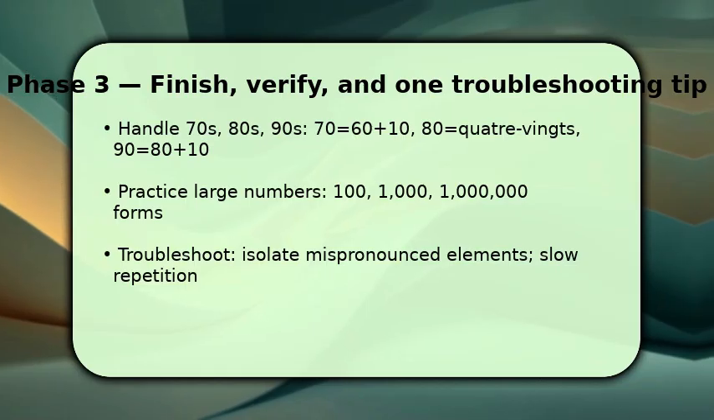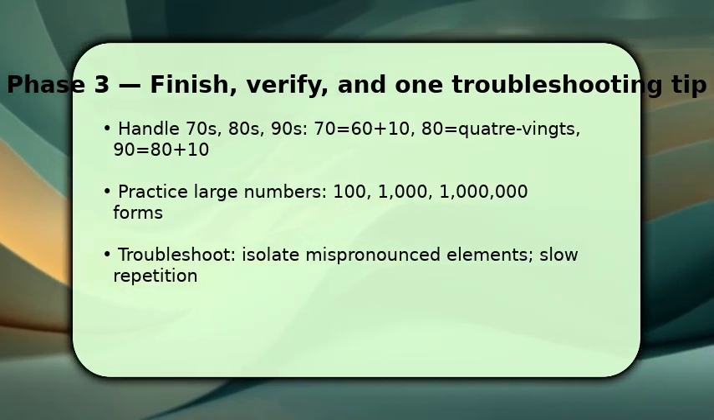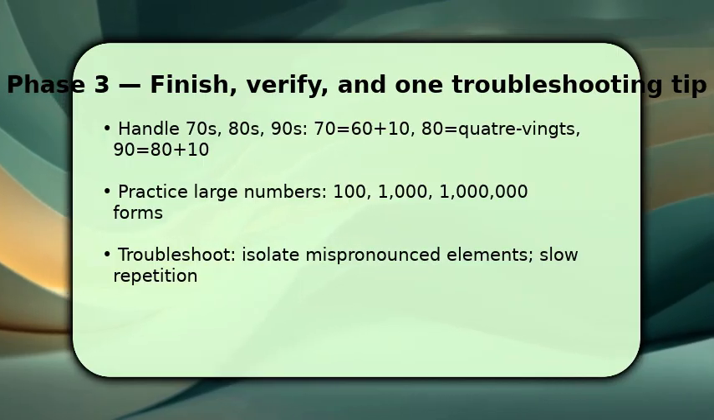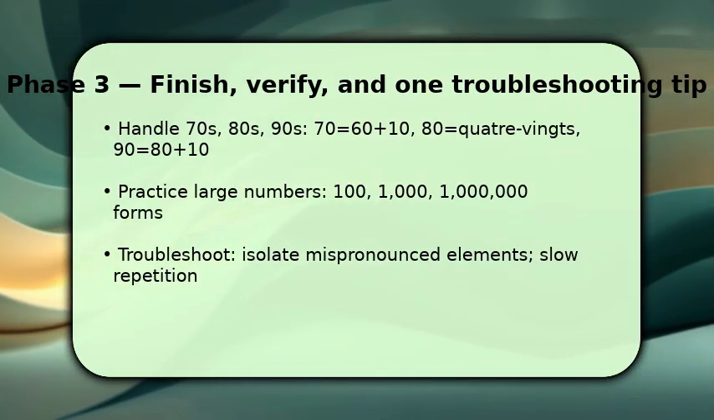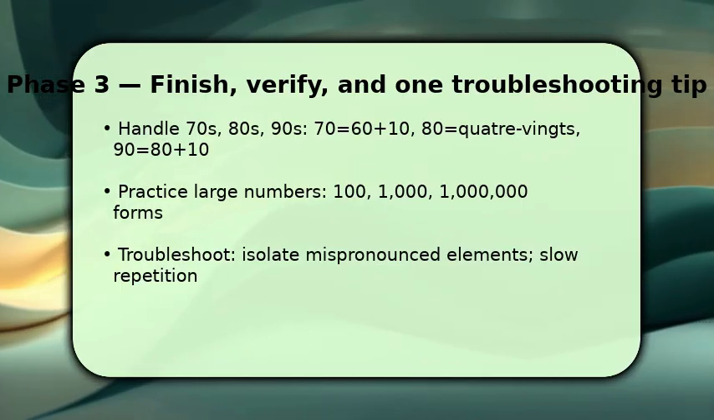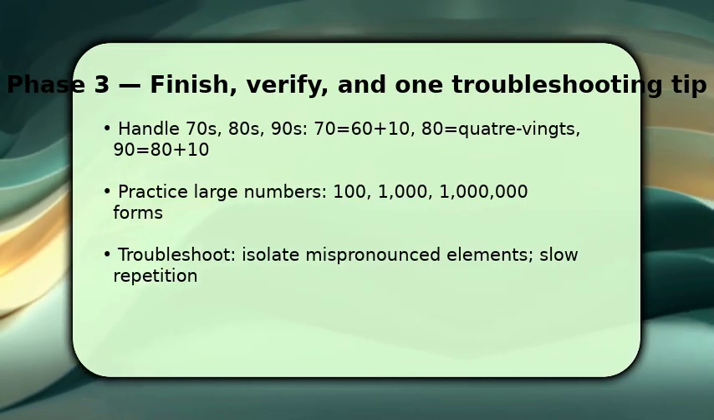Then scale to 100, 1,000, and 1,000,000, noting gender and plural effects. Once done, practice mixed drills and timed recall to cement speed. If you struggle, isolate the offending element, slow it down, repeat 10-15 times.